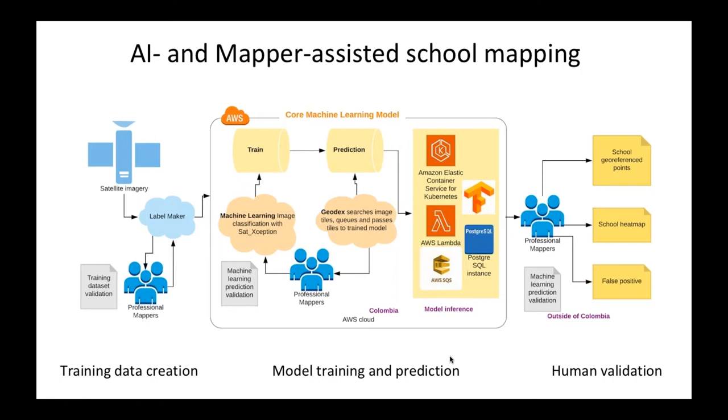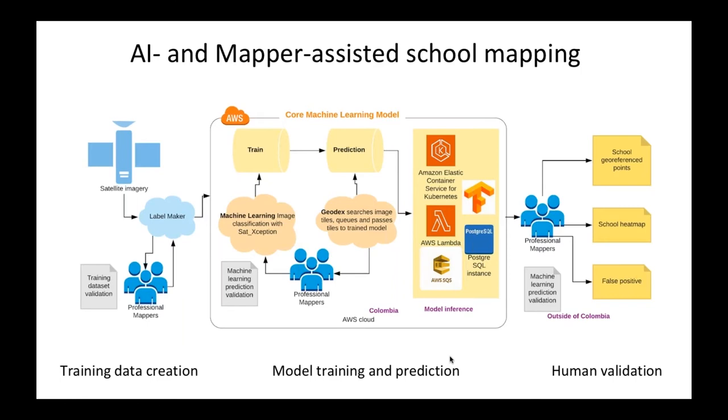That model is served on our model inference infrastructure to create predictions of which tiles actually have schools in them. Those output predictions, the probability of a school being in a particular satellite imagery tile, are also annotated by professional mappers. They look and say, here's a school, here isn't a school, and then they identify false positives. So this is the output.